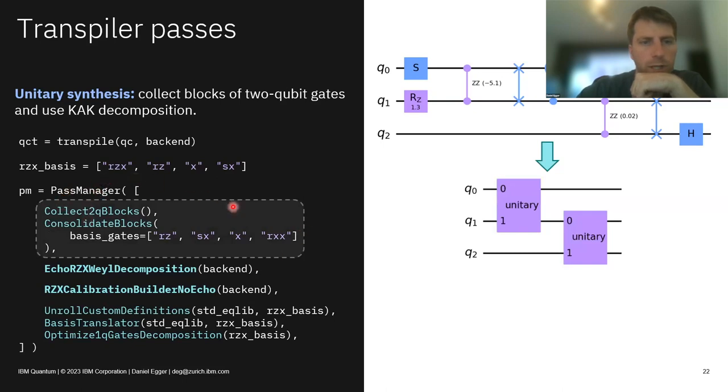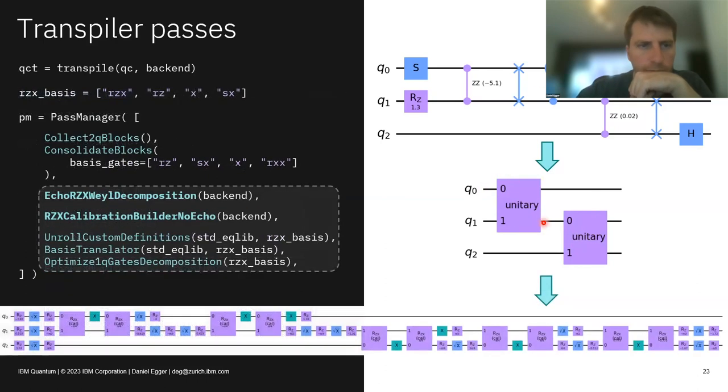So let's walk through this. Once I first apply this part here, you will see that I now have collected these different two-qubit gates into two different unitaries. And then the second part here decomposes them. And so here the overall circuit looks a lot longer, but in fact, if you were to look at it from the pulse schedule, it would be a lot shorter. And the reason for that is simply because a lot of pulses are typically buried in the CNOT gate.